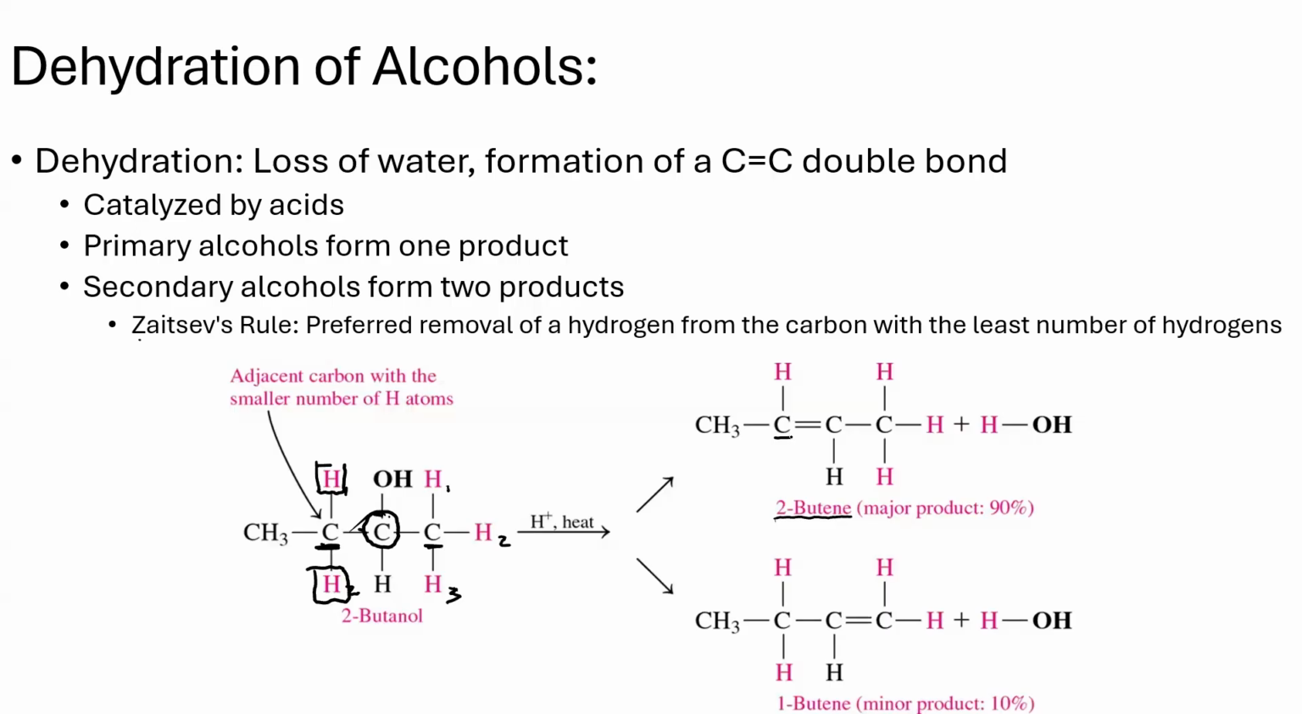There's also a possibility of taking away one of these hydrogens from the carbon on the right, but that would be against Zaitsev's rule, and this would be a minor product, 1-butene. The 2-butene takes up about 90% of what you recover. The 1-butene is about 10%.